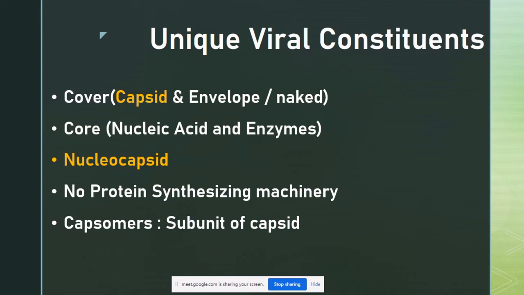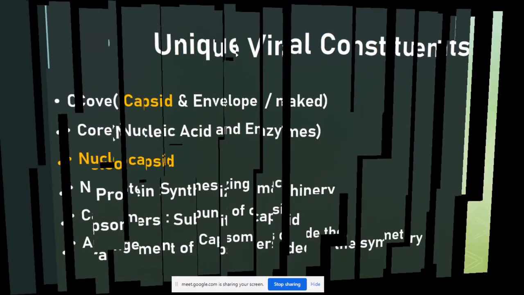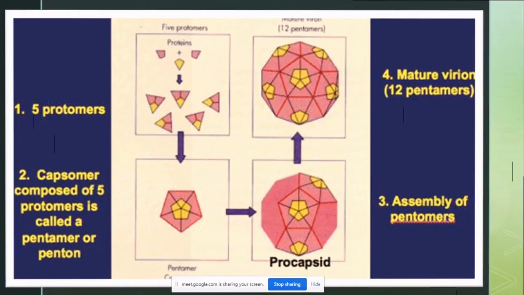What is capsomer? Capsomer, as you would call it, a subunit of capsid. But then have you heard of something called protomer? Yes, ma'am. So what is the difference between capsomer and protomer? That we will see now. Arrangement of capsomers decide the symmetry of the virus. So coming to the point which we talked about, protomers.